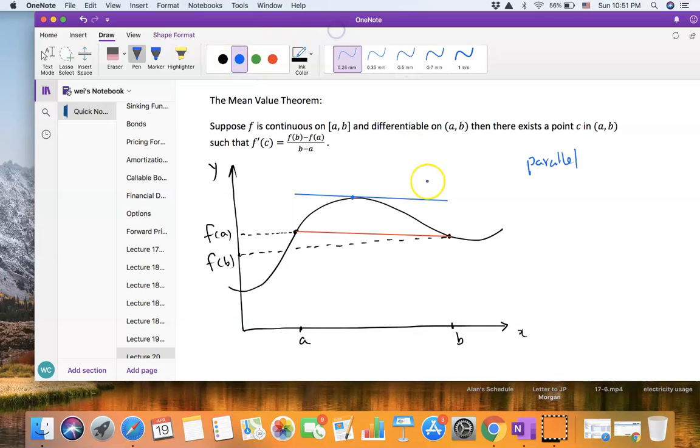Okay. So if I draw at this point a tangent line, that tangent line will be parallel to this red line. Okay. Now, what does this have to do with our result? Let's think about it first.